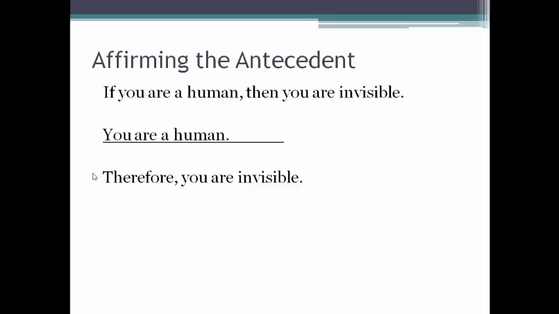But you might be thinking, hey, what about an argument like this? If you are a human, then you are invisible. You are a human, therefore you are invisible. Clearly, this conclusion is false. You're right, this conclusion is false. And you might say, also, clearly this is a case of affirming the antecedent. You're right, it is. So what's going on?